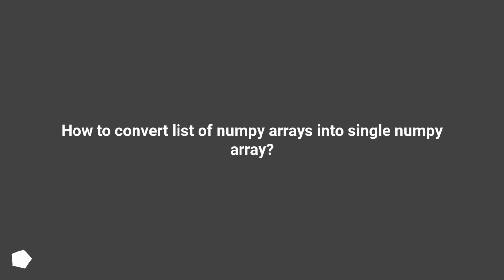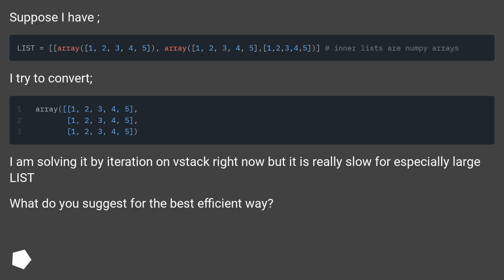How to convert a list of numpy arrays into a single numpy array? Suppose I try to convert. I am solving it by iteration on stack right now, but it is really slow, especially for large lists. What do you suggest for the best efficient way?